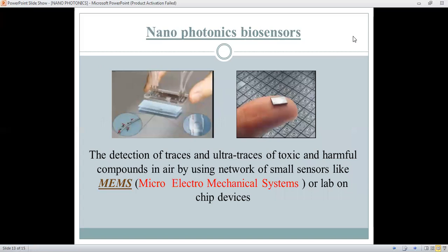And then I'm telling about nanophotonics biosensors. This is also an application of nanophotonics. The detection biosensors are also present in the form of chips like these, for the detection of traces, and this is also an example of ultraviolet traces. The detection of traces of toxic and harmful compounds in air by using a network of small sensors like MEMS. The abbreviation MEMS stands for micro electromechanical systems, which are lab on chip devices. In this picture we are given the chip device.